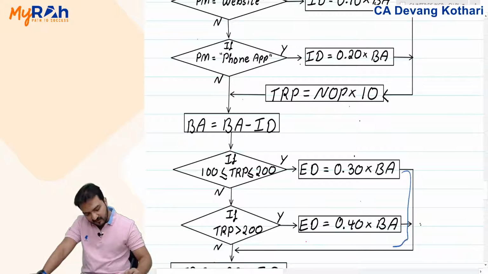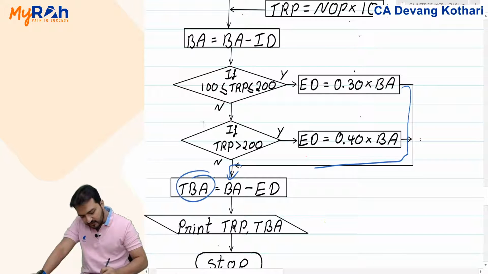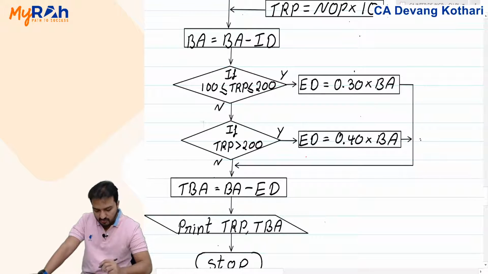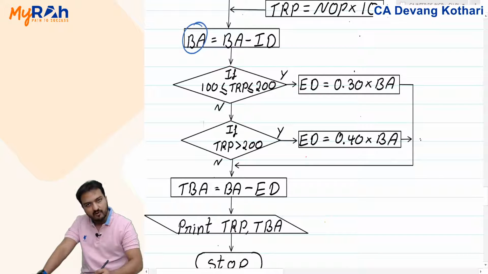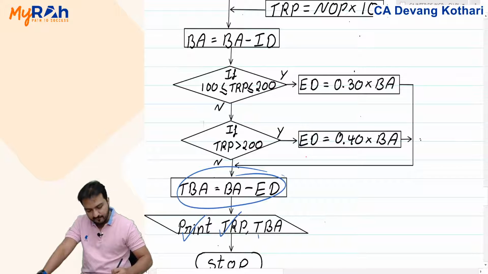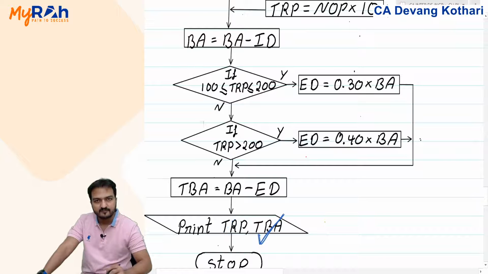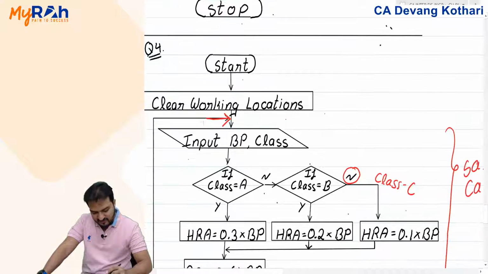And then I converge these both and take it further to calculate the total bill amount. Total bill amount will be this bill amount minus the extra discount, which gives me the total bill amount. And then print TRP, total reward points, and total bill amount. These two things you were asked to print, that is what I print. Yeah, that was my question number 3.